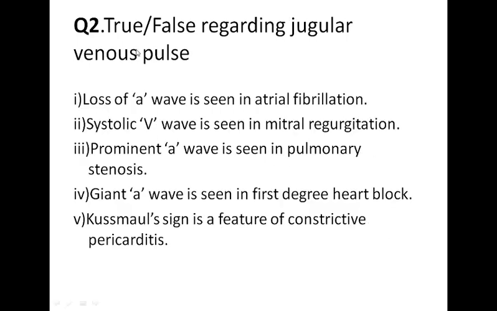So find out the answers. Second question, true or false regarding the jugular venous pulse again. Number one, loss of A wave is seen in atrial fibrillation. Systolic V wave is seen in mitral regurgitation. Prominent A wave is seen in pulmonary stenosis. Giant A wave is seen in first degree heart block. Descent signs is a feature of constrictive pericarditis.